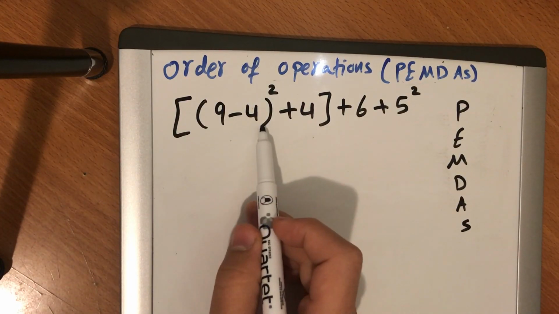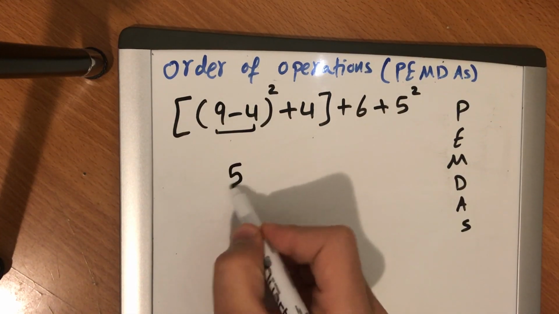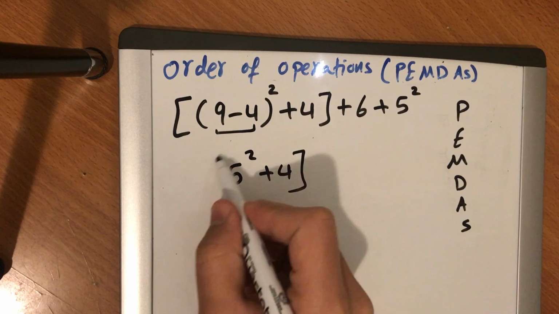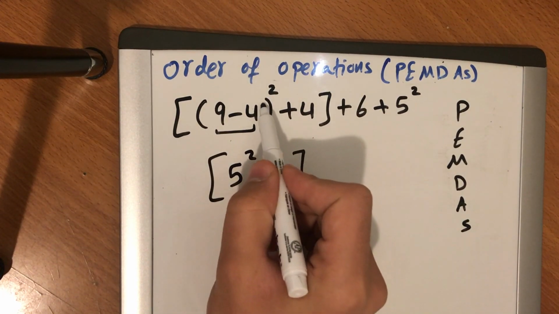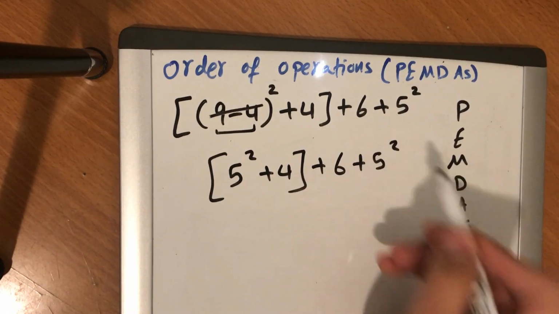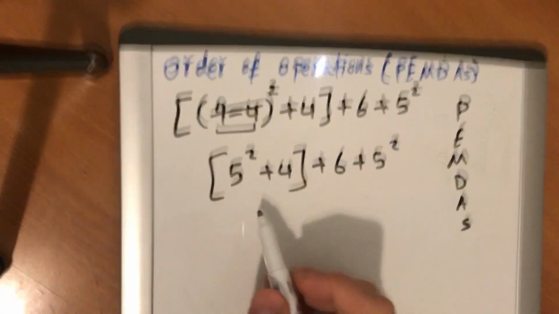9 minus 4, well, that gives you a 5 to the second power plus 4, close these big parentheses. So I got rid of this operation. Plus 6 plus 5 to the second power. I still have parentheses, so I still have to work with the parentheses.